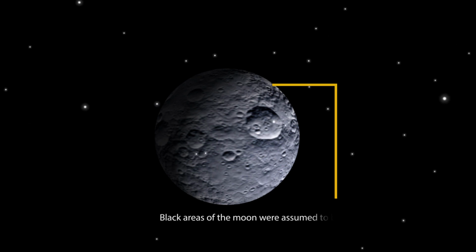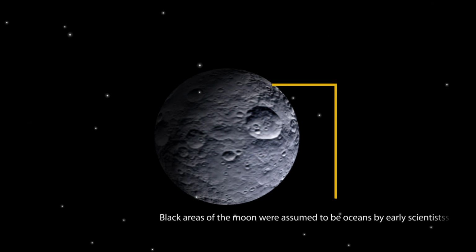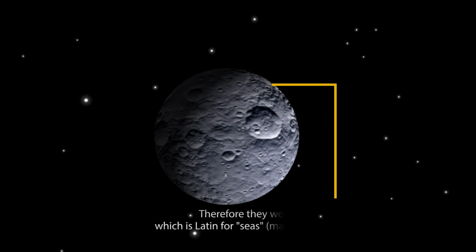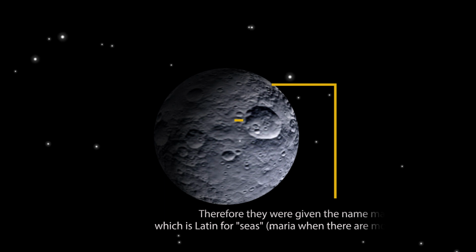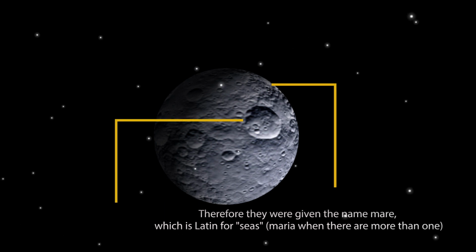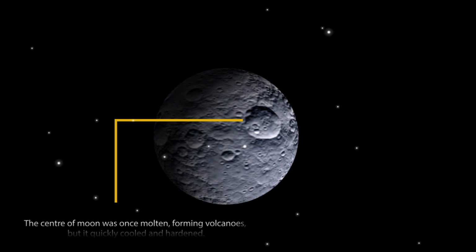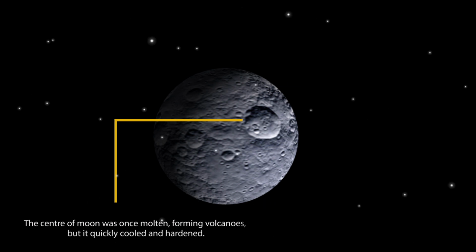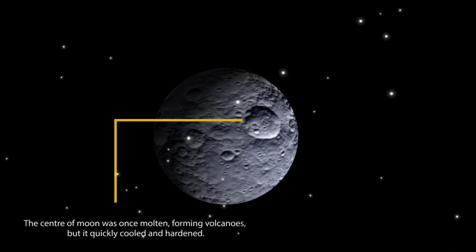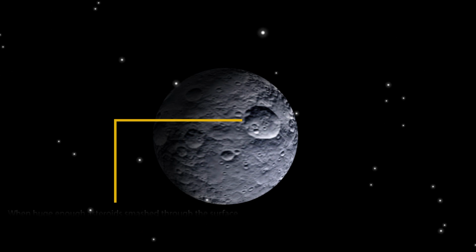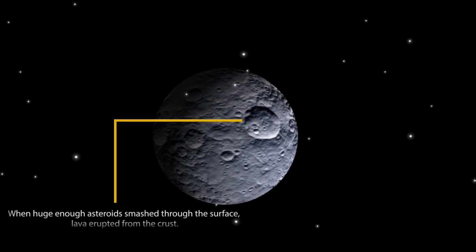Black areas of the moon were assumed to be oceans by early scientists. Therefore, they were given the name mare, which is Latin for seas. They are oceans in the sense that they are made up of pools of solidified lava. The center of the moon was once molten, forming volcanoes, but it quickly cooled and hardened. When huge enough asteroids smashed through the surface, lava erupted from the crust.